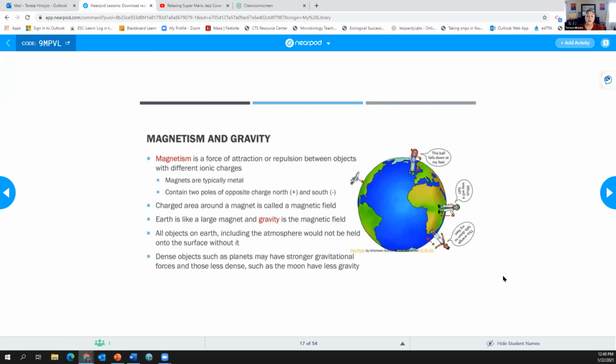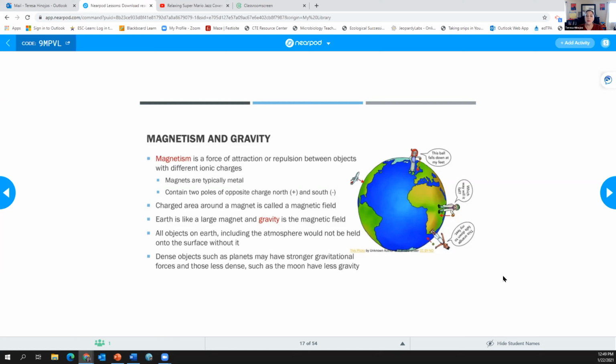When we think of a magnet, we want to understand that there's an area around it that's giving off attractive or repulsive fields. That's called the magnetic field. And Earth is like a giant magnet, okay? And gravity is what that magnetic field is. That's why we have a North Pole and a South Pole. That's why a compass works, right? Because it's being pulled in that direction.